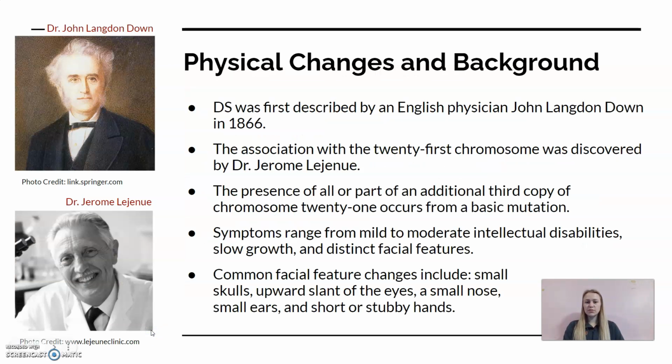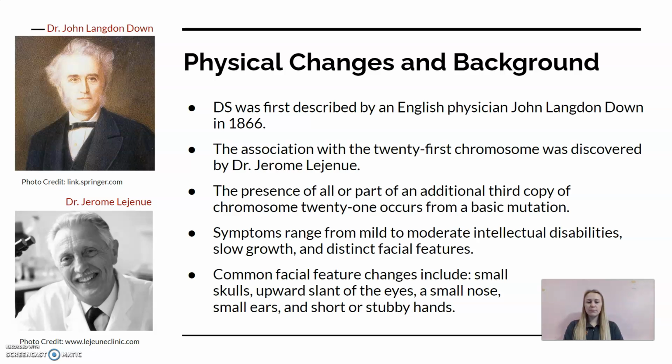Down syndrome was first described by an English physician, Dr. John Langdon Down, in 1866. Then, almost 100 years later, the association with the 21st chromosome was discovered by Dr. Jerome Lejeune. You can see both their images off to the side there. The presence of all or part of an additional third copy of chromosome 21 occurs from a basic mutation.